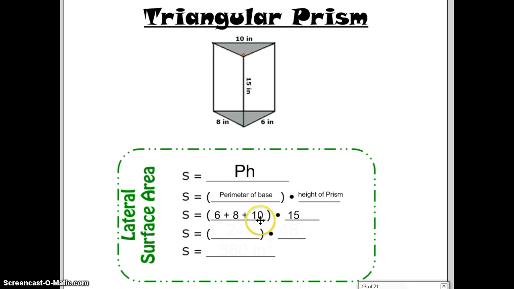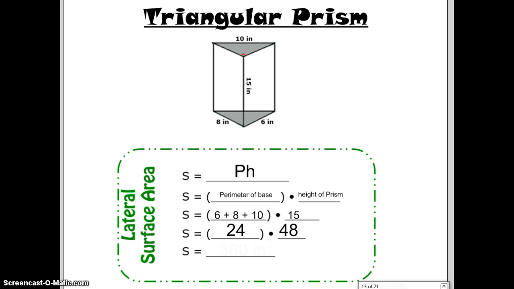6 plus 8 plus 10 are the three sides of the triangle. They are the three sides, or the three pieces, that make up the triangle at the bottom and top. Even though they're labeled on different triangles, they're still all part of the same triangle. And the height is 15. The height of the prism is the distance between the two bases.